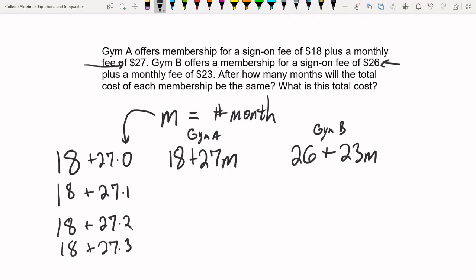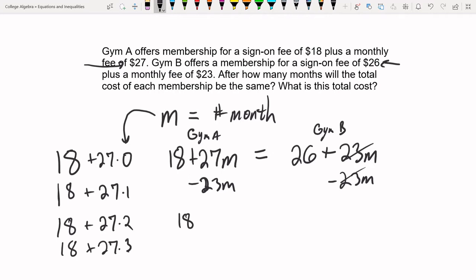And the actual question says, after how many months will the total cost of each membership be the same? In other words, when does Gym A equal Gym B? When those memberships equal each other? Now all we have to do is solve for M. And this is a linear equation with one variable. We just need to get M by itself to solve. I'm going to do so by subtracting 23M on the right-hand side.